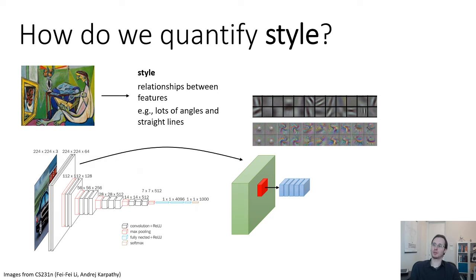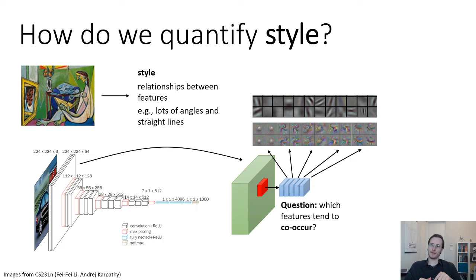So what we can do is pull out all the different filters at a particular location, and each of those filters, let's say there's 5 of them, will correspond to different patterns. Maybe one of them corresponds to circles, another one corresponds to these spirally things, and so on. In general, we'd have maybe 64 or 256 filters. Here I have 5 just to make it easier to draw. And then we're going to ask this question: which features tend to co-occur?